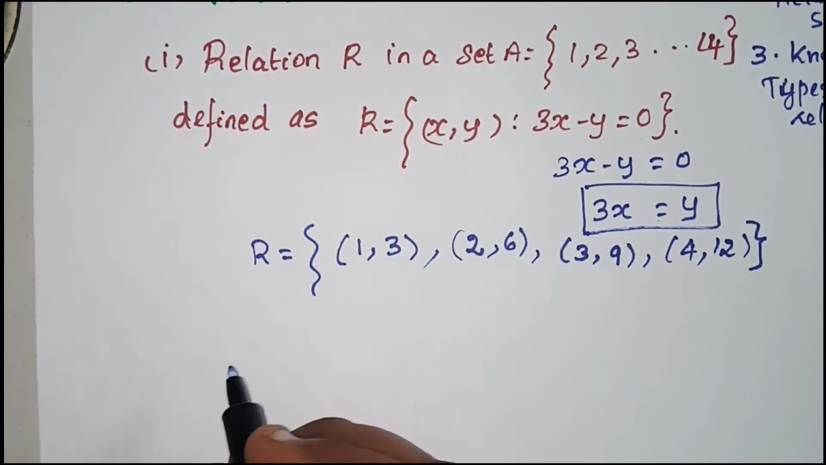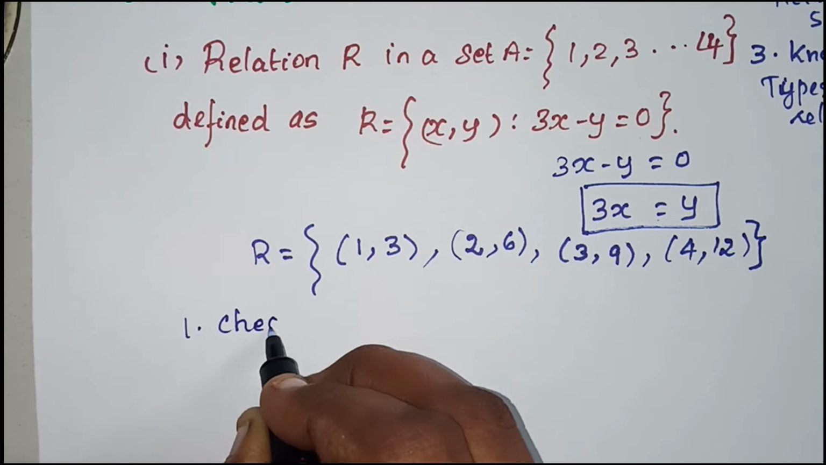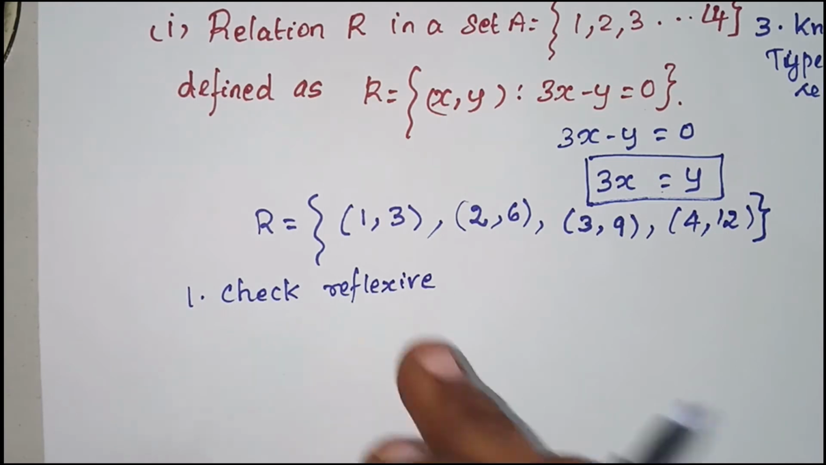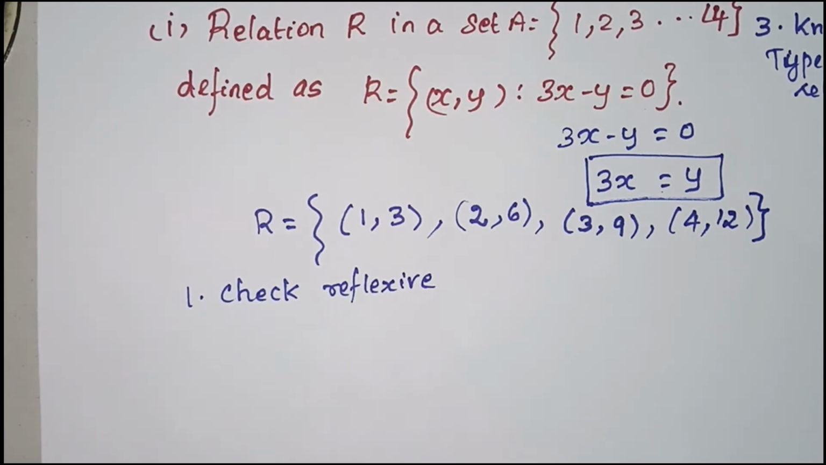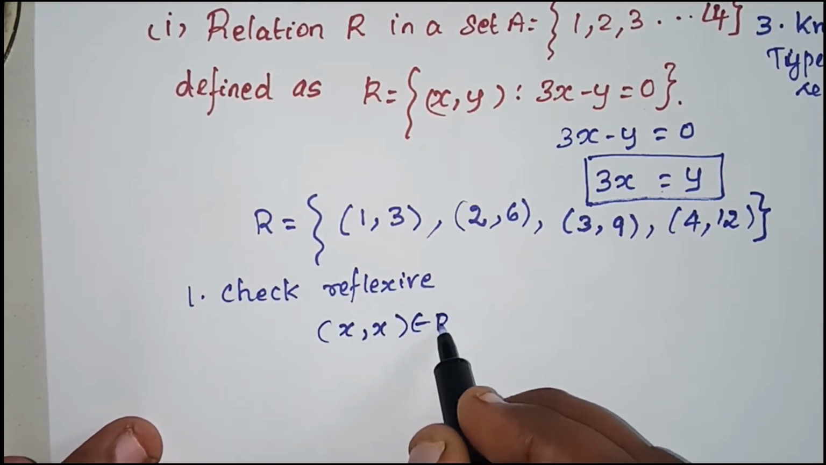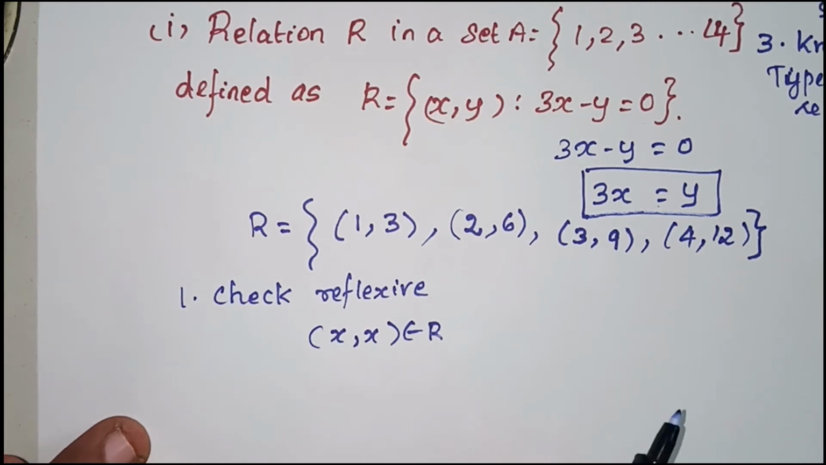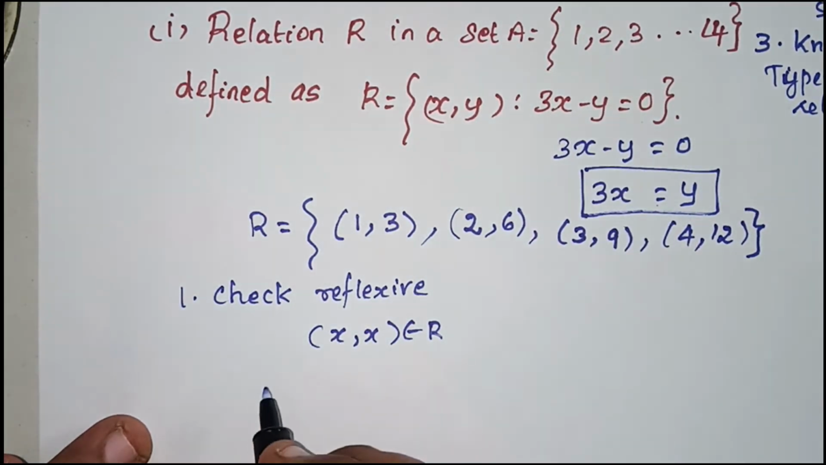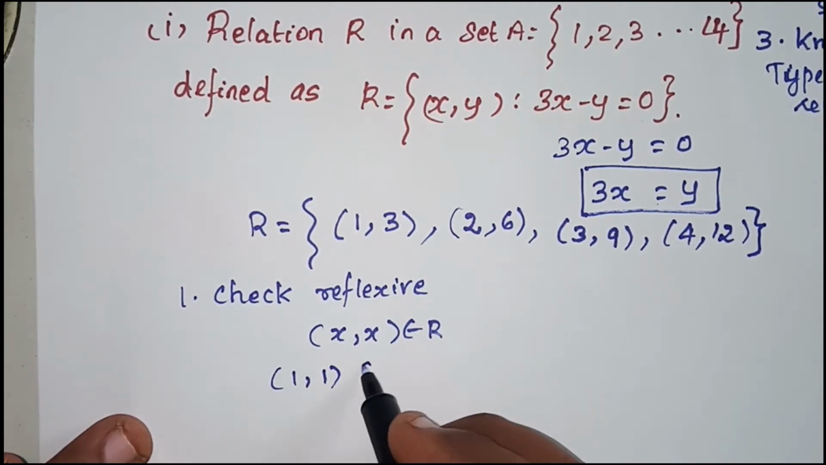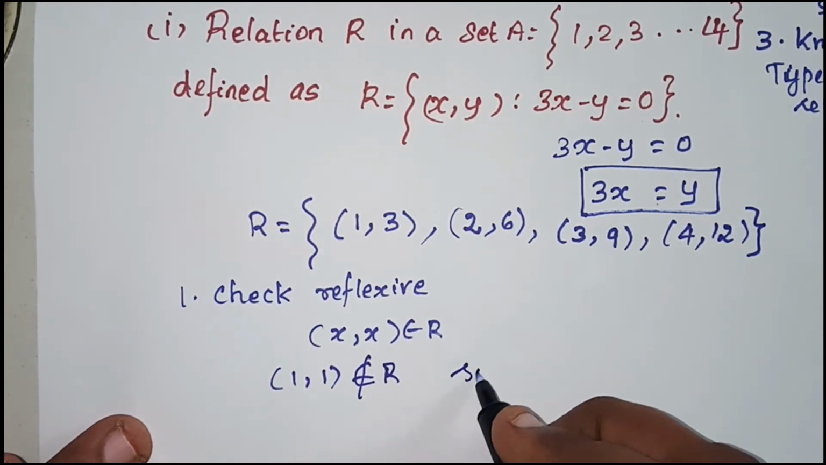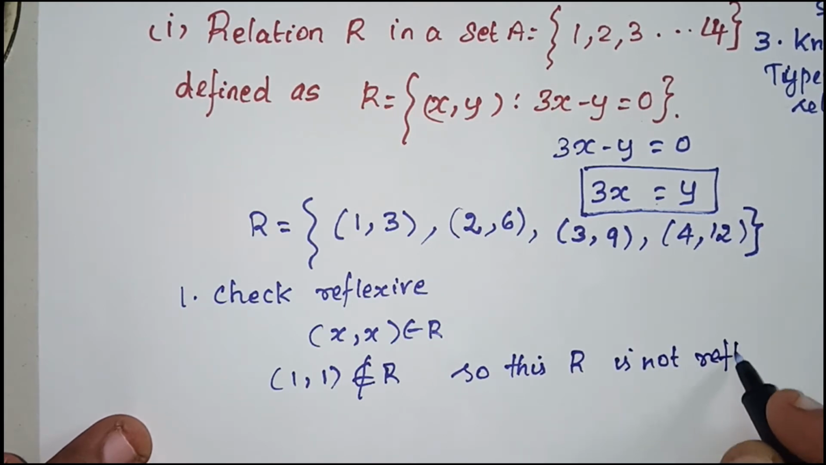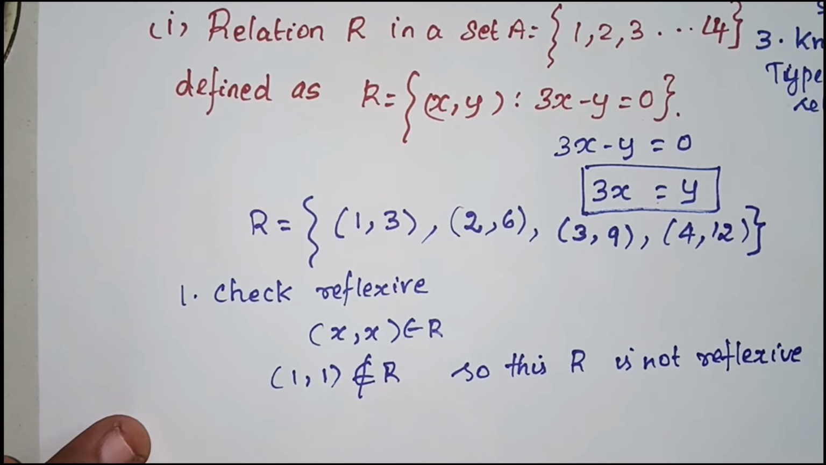Next, we need to check whether it is reflexive. First, we need to check whether the given relation is reflexive or not. So what is the condition for reflexive? Each element should map to itself, right? So (x, x) belongs to R means this relation is reflexive. So we can take, for example, (1, 1). Is it available in this relation? No. So (1, 1) does not belong to the relation. So this relation is not reflexive.